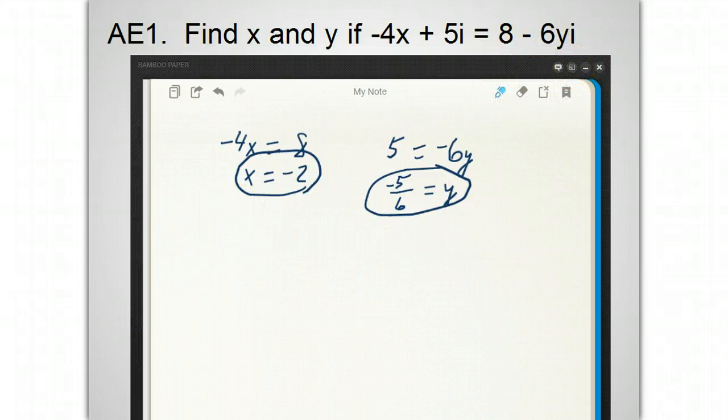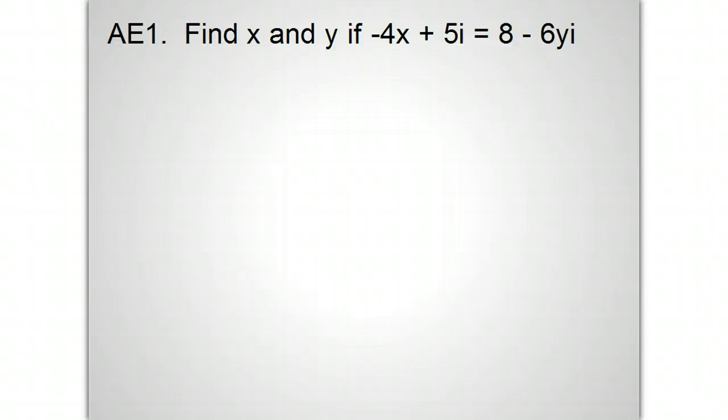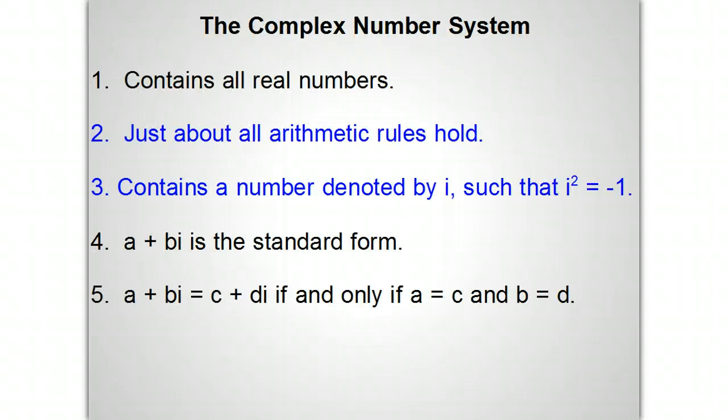So let's move on. Now let's focus on 2 and 3. Just about all the arithmetic rules hold, and you're going to see there will be one arithmetic rule that works with real numbers that doesn't work with imaginary numbers, because of the way we build the complex numbers set. We'll talk about that in a little bit, but the other thing is that this number i is kind of strange.